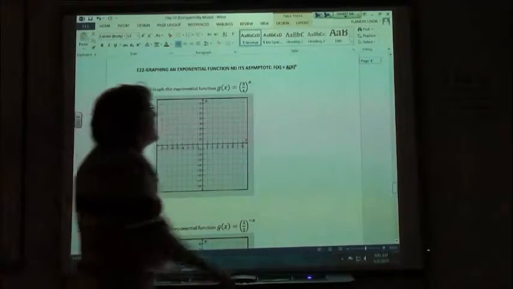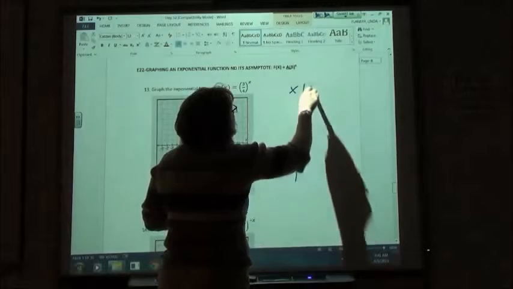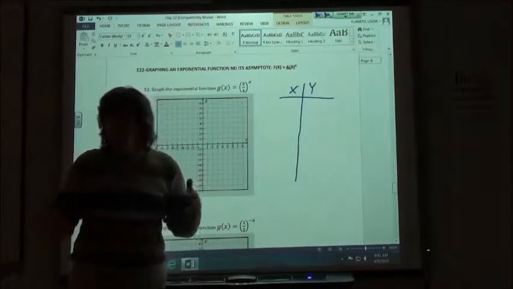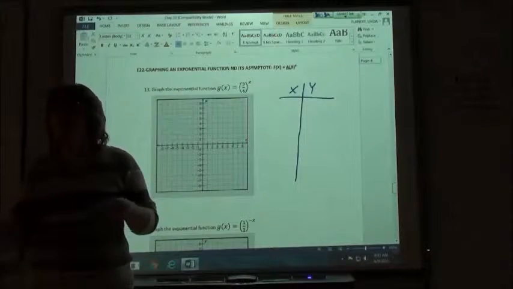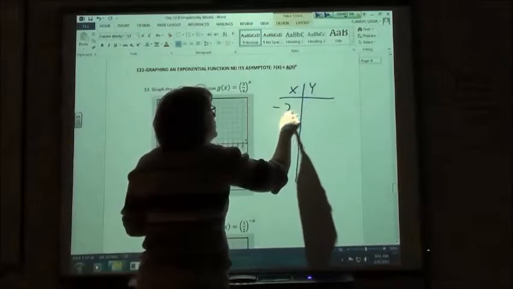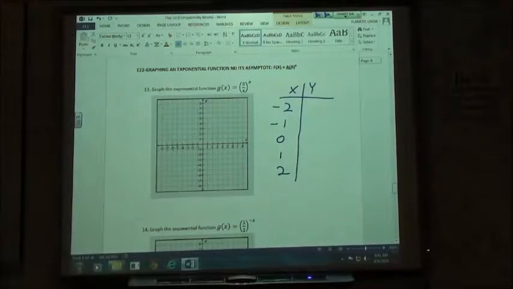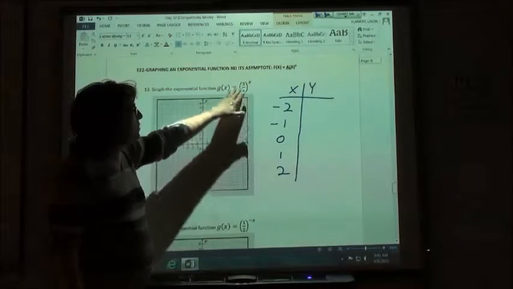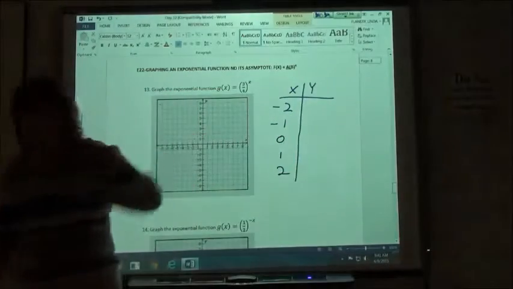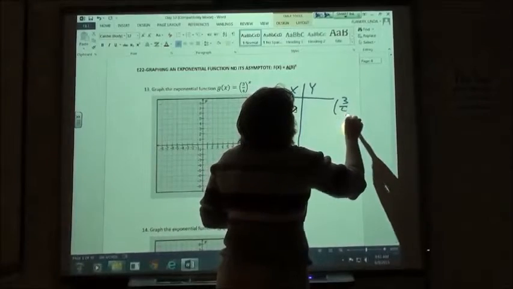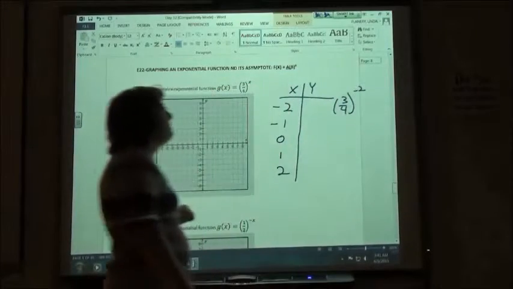So, when I make my table, we are going to use the same normal numbers used when you did the squared ones and the cubed ones. We did -2, -1, 0, 1, and 2. Then we're going to plug it in and find our answers. So we have to first of all do 3/4 to the -2 power.